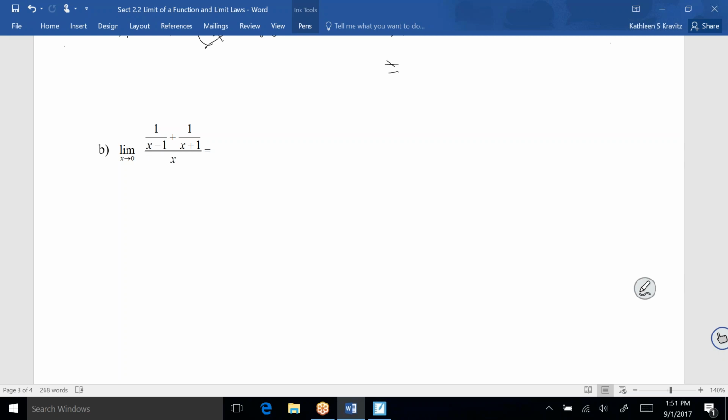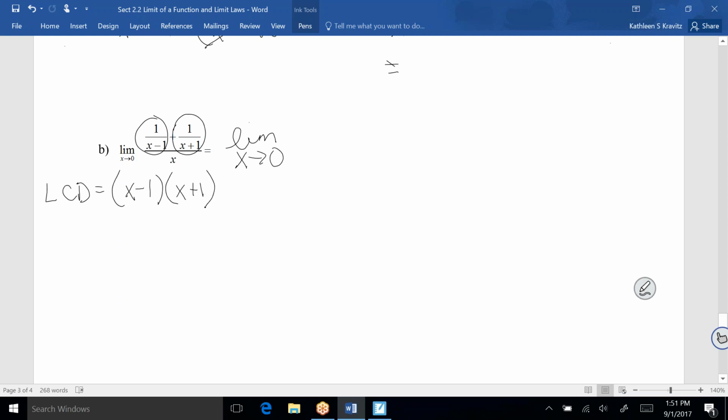Or you could try to clear the fractions by multiplying the top and the bottom by the least common denominator of each of those denominators. So that's the technique that I'm going to do for this one. So the limit as x approaches 0 of... and our least common denominator for each one of these fractions is going to be x minus 1 times x plus 1.